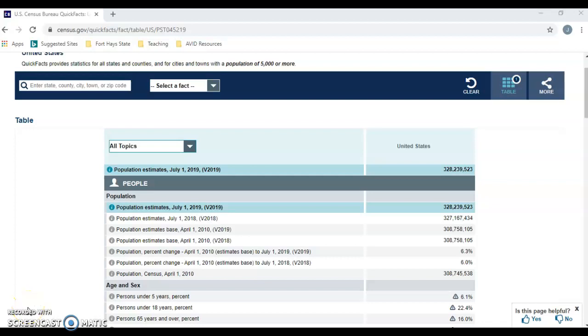Hey guys, for the assignment today, you are going to need to use this website, census.gov/quickfacts. You don't have to remember the URL because it'll be available for you in a couple of slides, okay? But I'm going to model to you the correct way to use QuickFacts and some of its capabilities to make this assignment a little easier for you.